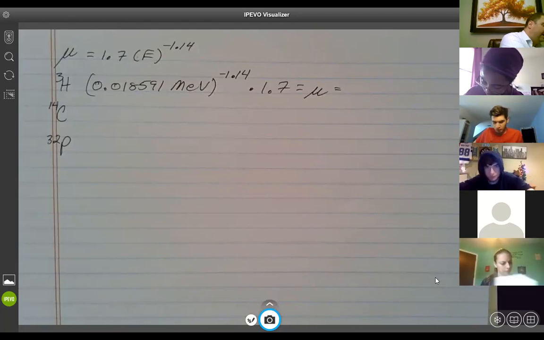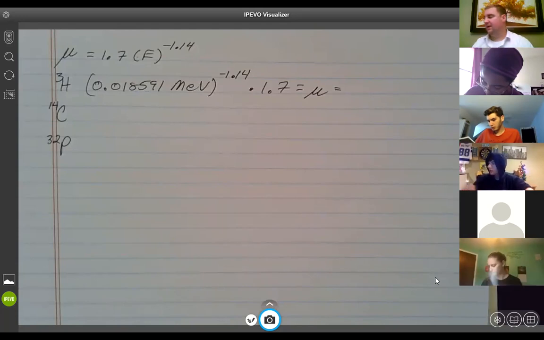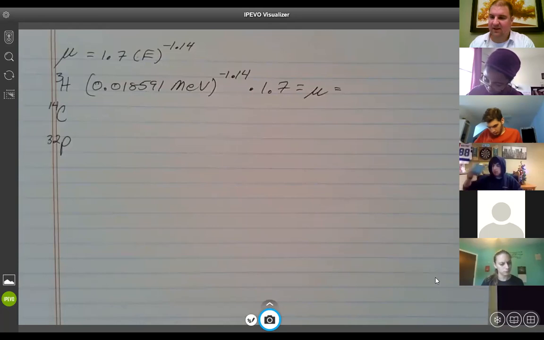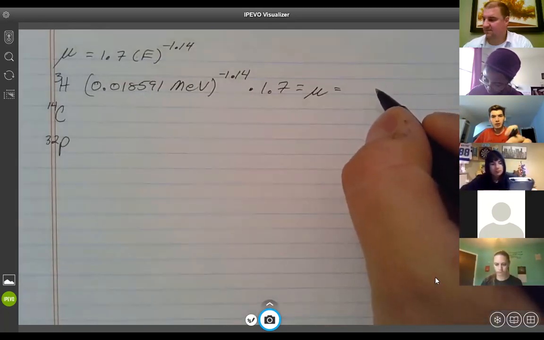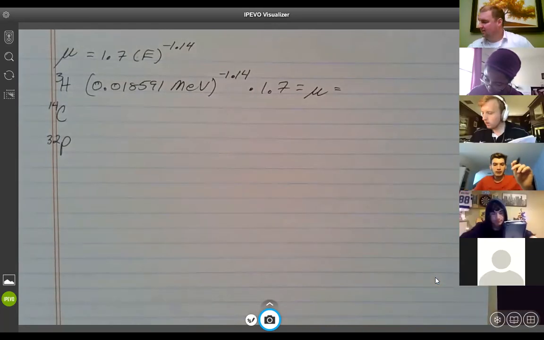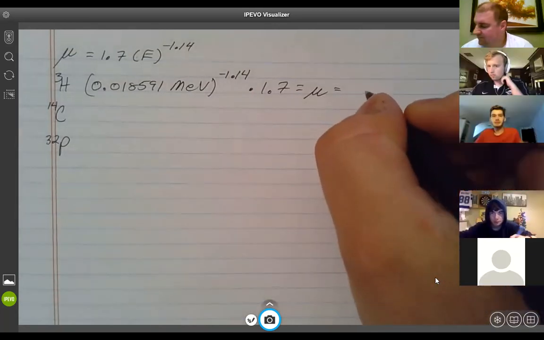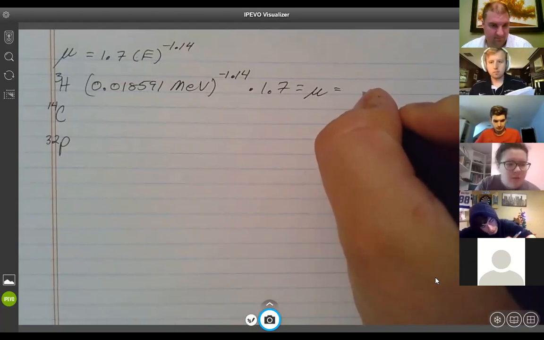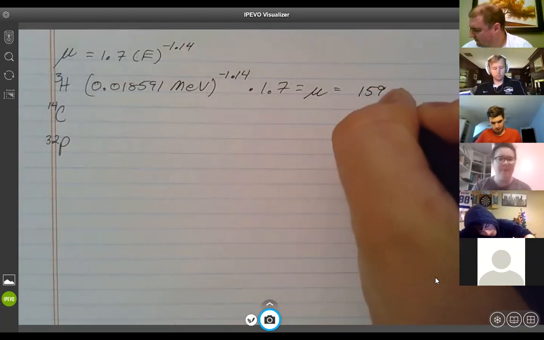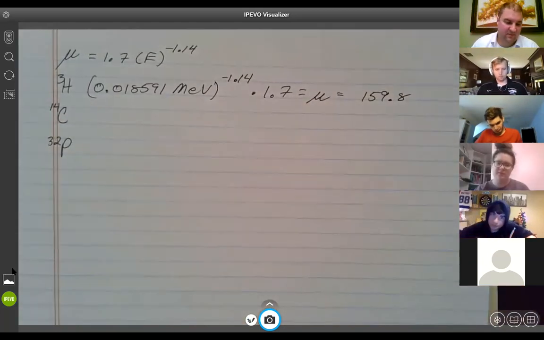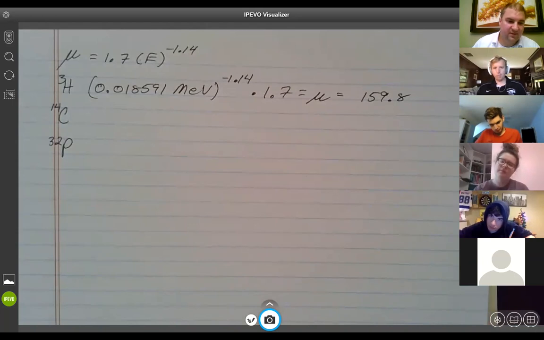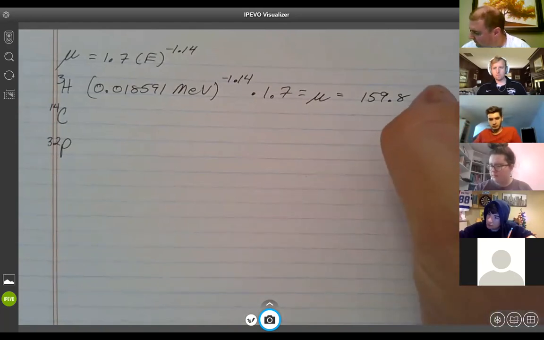And I thought I had that already worked out by hand, but did anybody already plug that in and can save me some time? 159.8. Yeah. Do it again. 159.8. And this would be in the units for this. Would be meters squared per kilogram.